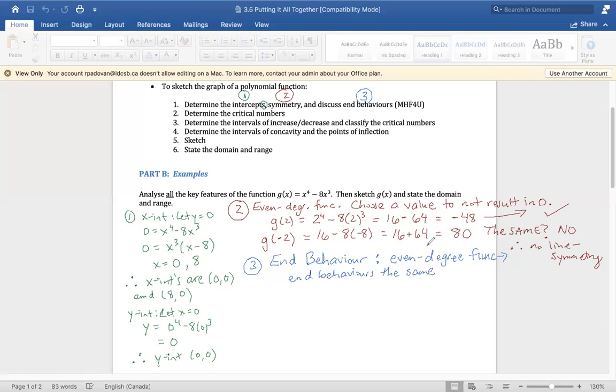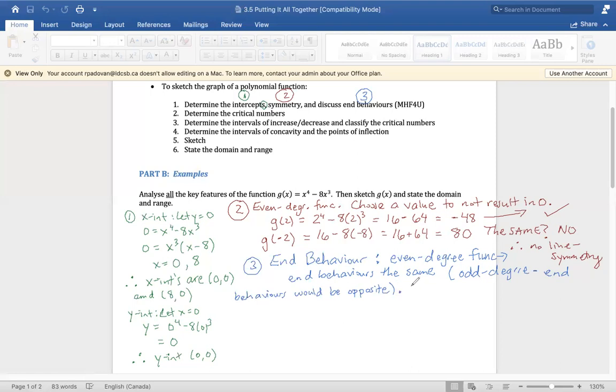And if it was an odd degree, then my end behaviors would be opposite. My end behaviors would be the opposite of each other. So one is up and one is down, or one starts down and the other end would be up.